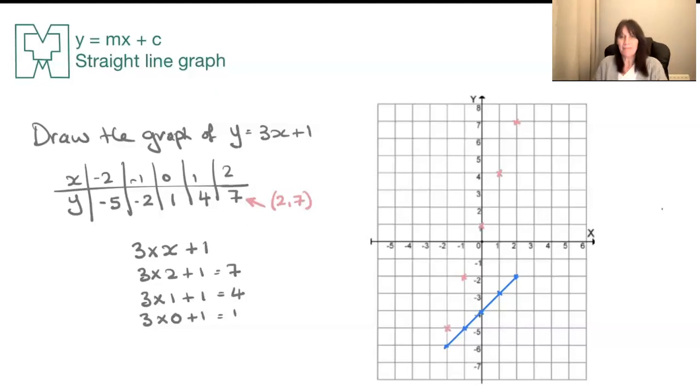And again, I'm feeling confident. They look like they're in a nice straight line. I would get my ruler, line them all up, and fingers crossed, they go through the points perfectly. Okay, so those are 2 examples of positive straight lines.